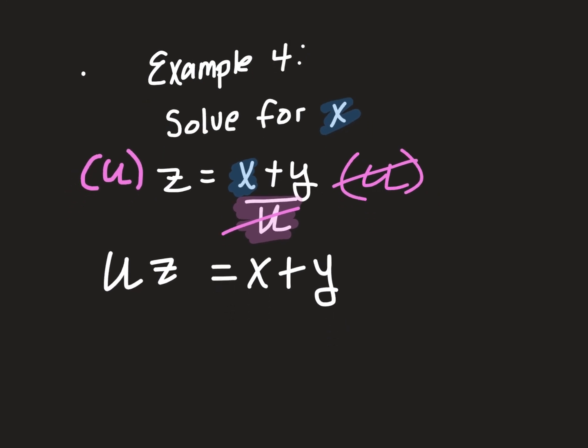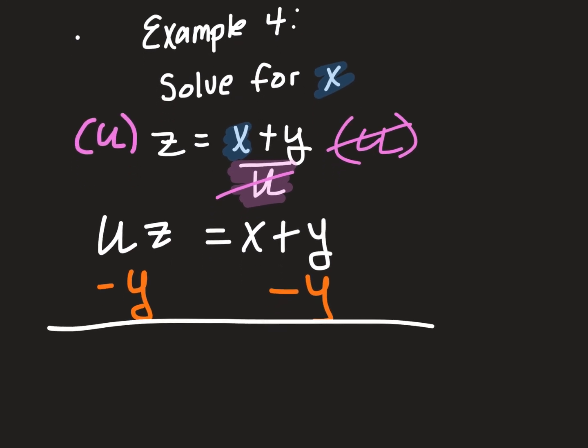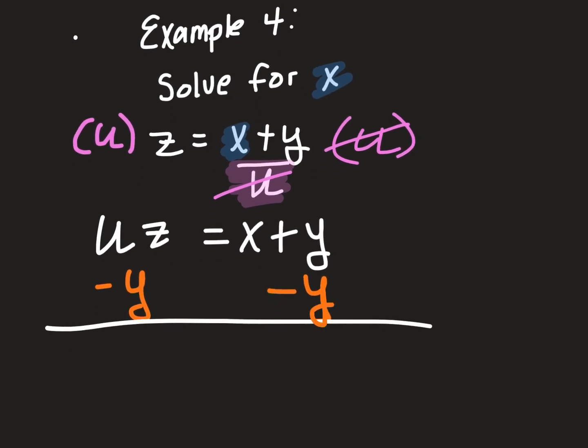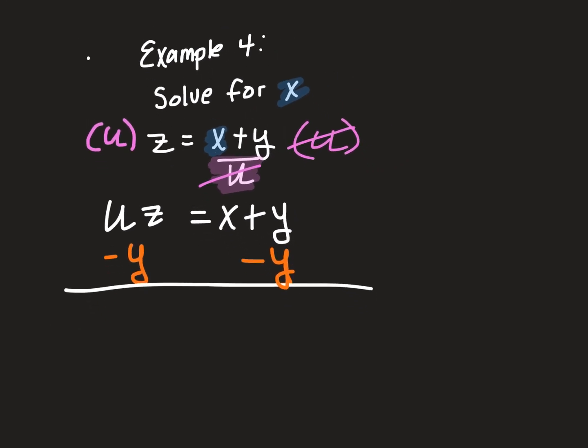Last but not least, what is still keeping that x from being isolated? The y. The y. How am I going to get rid of that y? Subtract it. Subtract it. Okay, because that's the opposite of plus y. Now, u, z, and y are about as far away from like terms as you can get. So you can't put u, z, and y together. So you're going to have to leave it as u, z, minus y.